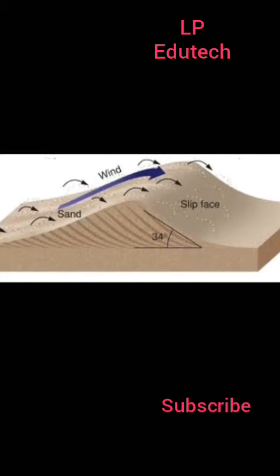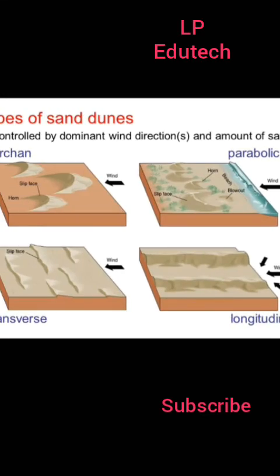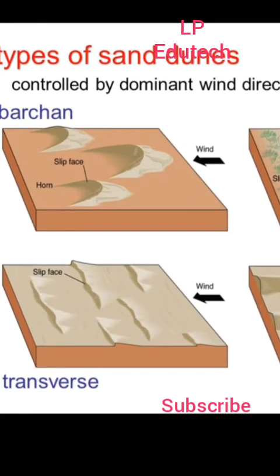And the next, barkans. Barkans is also one of the types of sand dunes. Let us have a look at how it is. Types of sand dunes are controlled by dominant wind directions and the amount of sand, how much sand it carries and what the direction of the wind is. It mostly depends on it. Now see, if the wind comes from this side, how the barkans, that is the dunes, are formed, with slip face and horn.